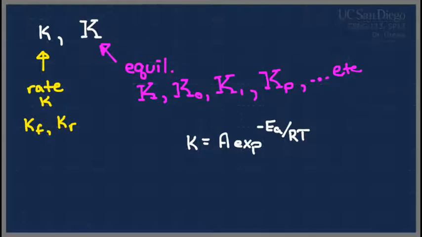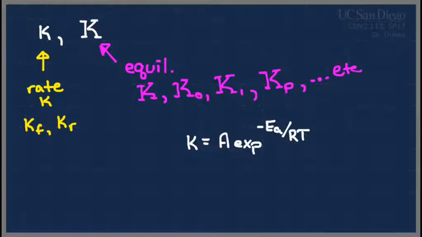The behavior of the capital Ks, those equilibrium Ks with temperature, those are a little bit different. In fact, I think we had briefly gone over that when I was talking about those Ks. The effects of pressure and temperature on those depends on enthalpy and stoichiometry. But the lowercase k, rate k, always goes up. So we've got that one.